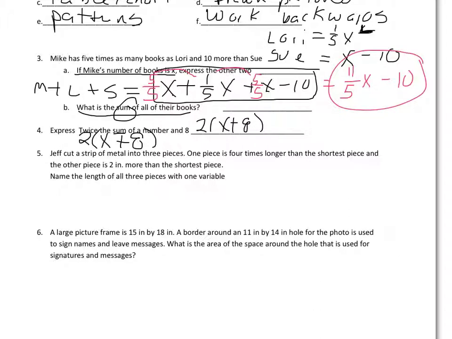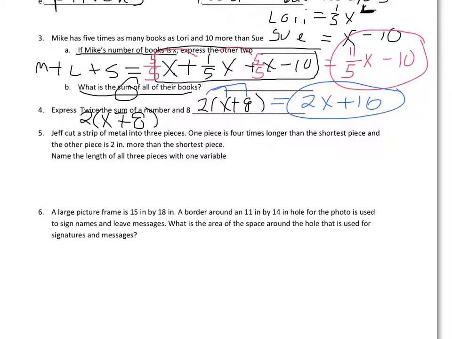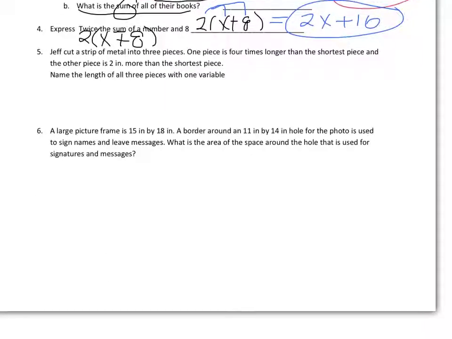Or we can use our property of distribution here to simplify this a little bit. 2 times x is 2x. 2 times 8 is 16. So that would be a way to express twice the sum of a number and 8.